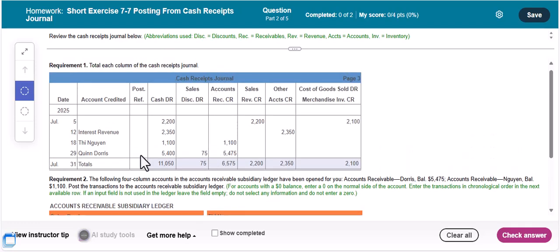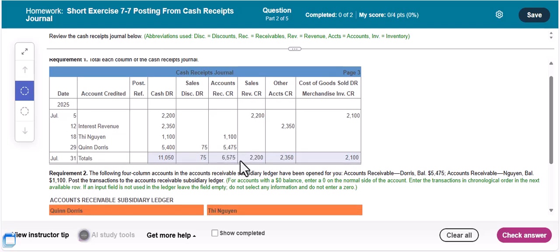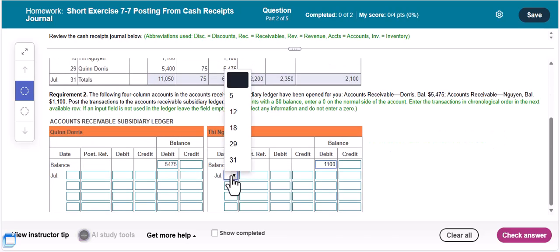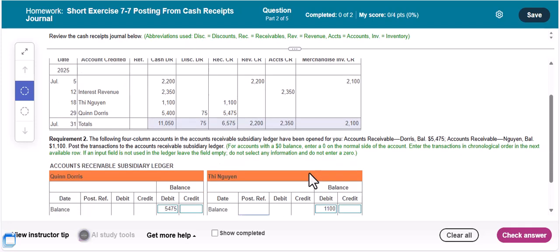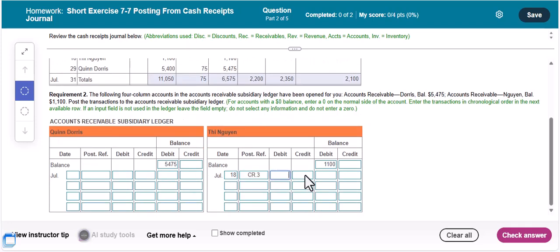So we see the cash receipts journal, and we're going to go in chronological order. The first one we see under accounts receivable is that $1,100 credit on the 18th for Thai Nguyen. So we can go ahead and get that in here. That was July 18th, and the posting reference for that is CR, cash receipts journal page 3. Then we have a debit or a credit. We had a credit because she paid down that AR balance, and that leaves us with a debit balance of 0.